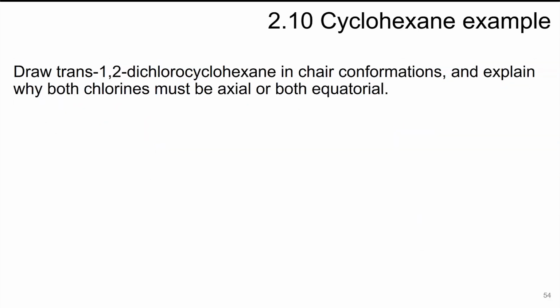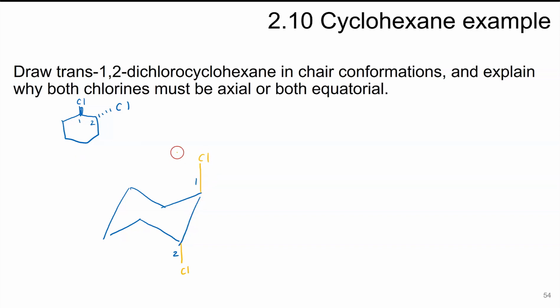Another problem here, we're going to draw trans-1,2-dichlorocyclohexane. So I have a chlorine at 1 and 2. Trans means that one is dashed and one is wedged. And then draw the chair conformation. At 1, one group is sticking straight up, the other is down. So even though these are trans, because of their direction, they're both axial.